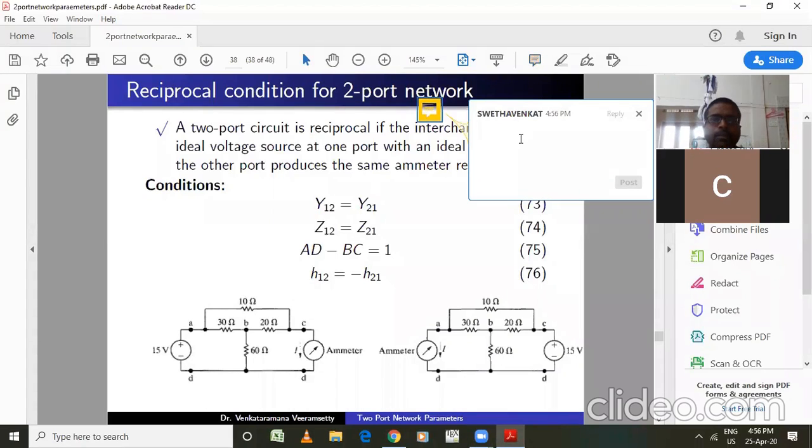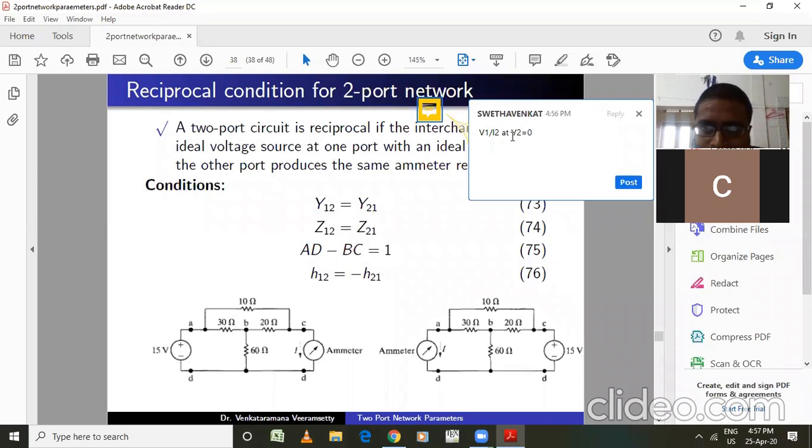Suppose I apply the voltage V1 at the first port and measure the current I2 at the second port using the ammeter. Then what is the ratio between excitation and response? That's nothing but V1 divided by I2. And this ratio of V1 and I2 is calculated at V2 equal to 0.